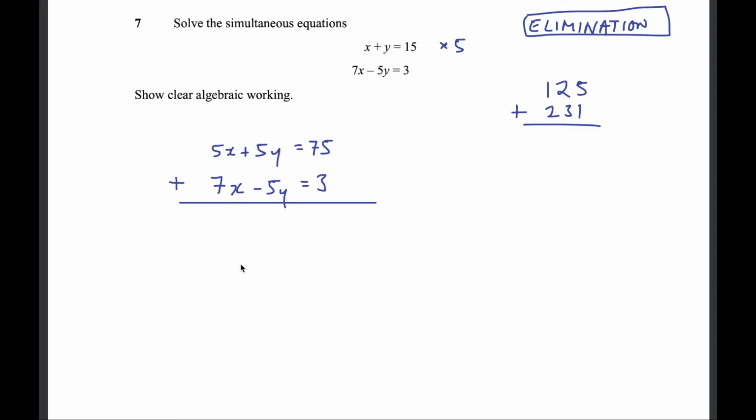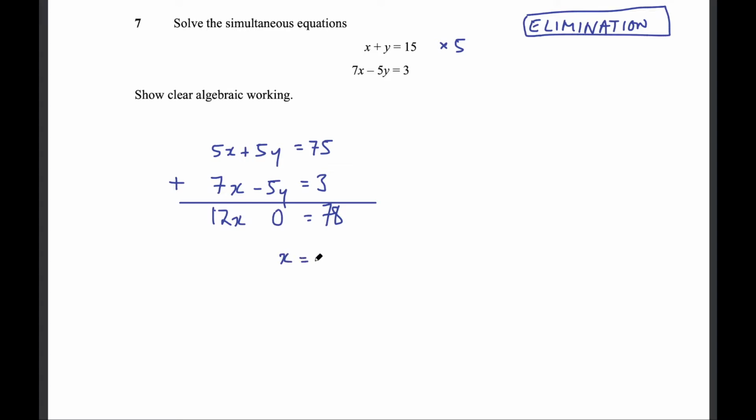So 5x plus 7x is 12x. And then 5y plus negative 5y, that's 0. So I've eliminated that y variable. That's the point of this elimination method. So then 75 plus 3, that's 78. Then we have 12x equals 78.